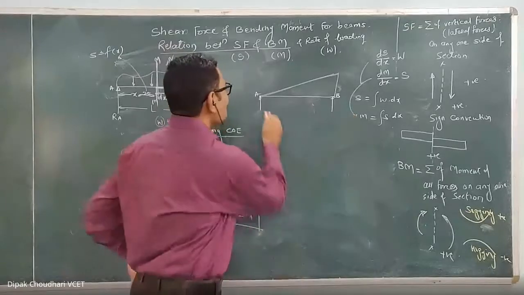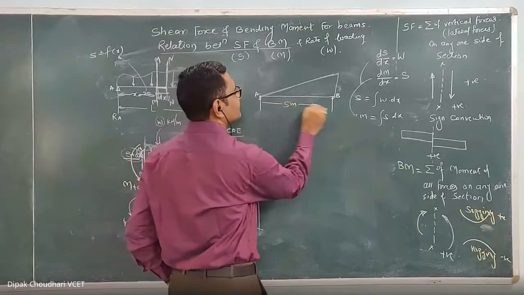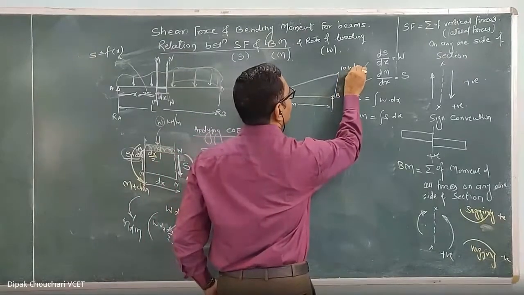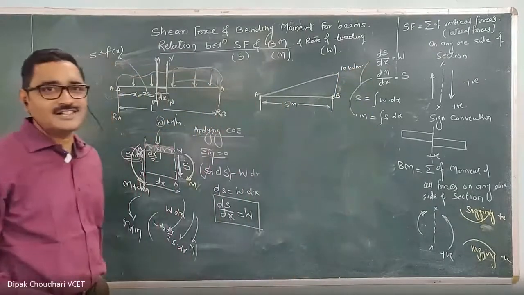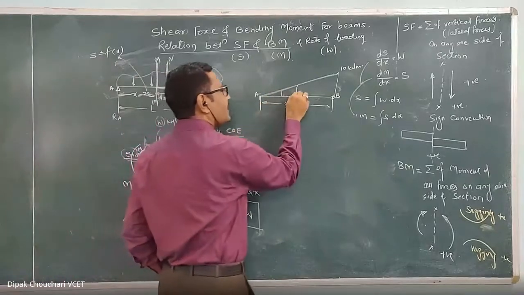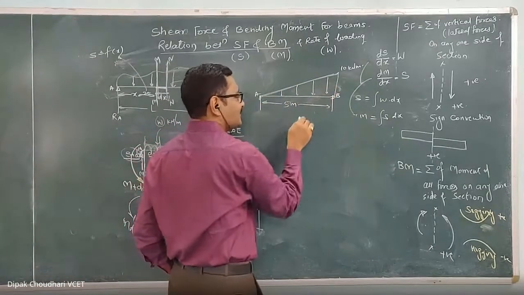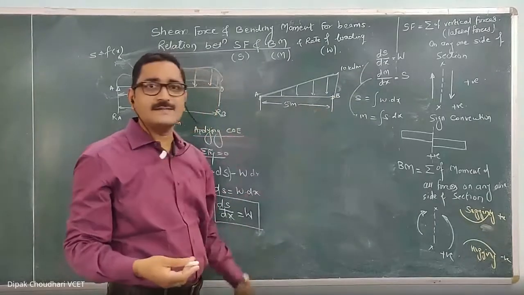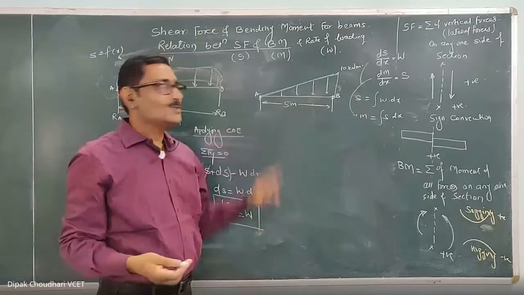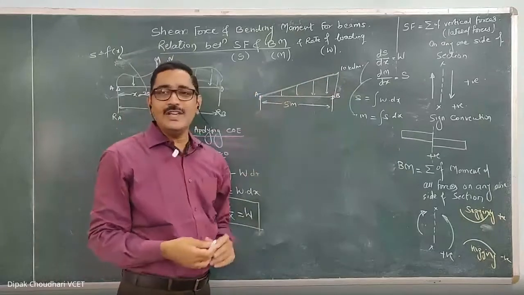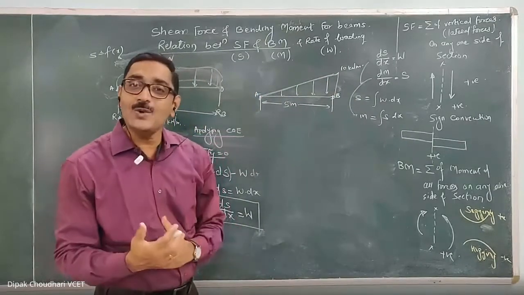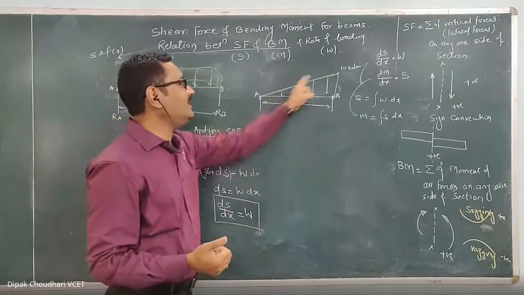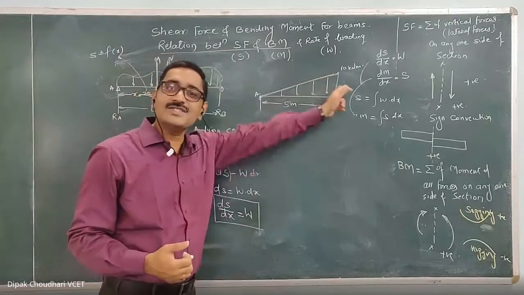moment. Now, for example, suppose this is 5 meter, and here this intensity is 10 kilonewton per meter. So this is the UVL. This is the loading. So can I write the equation of this loading, how it varies with respect to x? X is the length. How is this UVL, this loading, varying? Can I write down the equation of that loading? Now it is a linear variation, which is a straight line.